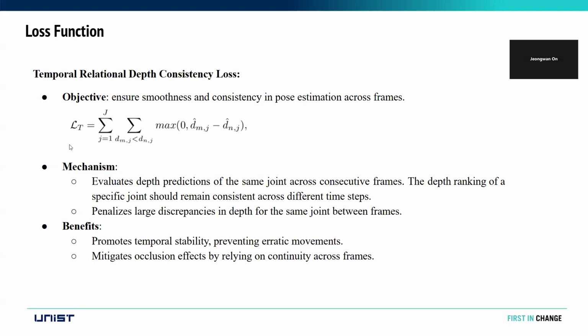So as you can see in the formula here, J is the index of a keypoint, and this is the depth of keypoint J in frame m, and this is the depth of keypoint J in frame n. And this one is the estimated depth of keypoint J in frame m, and this is the estimated depth of keypoint J in frame n. So if in the ground truth, the depth of keypoint J in frame m is closer to the camera than keypoint J in frame n, the same thing happens.